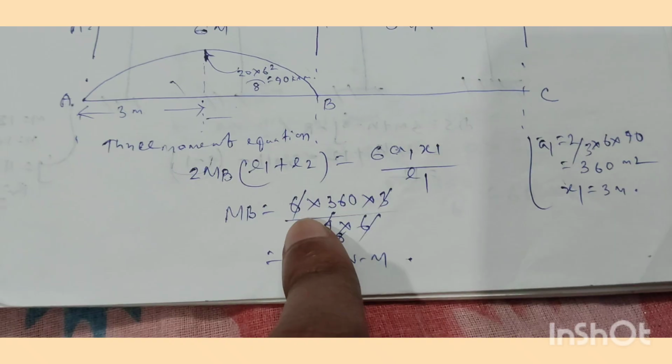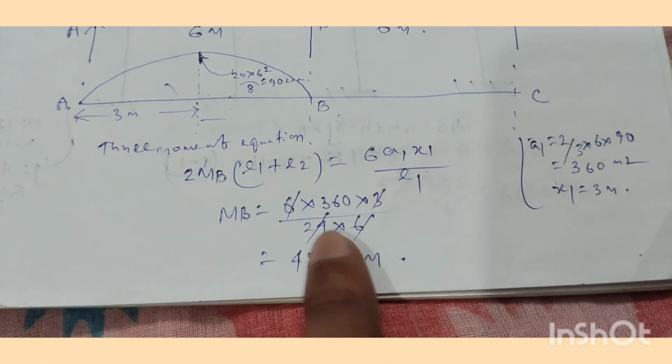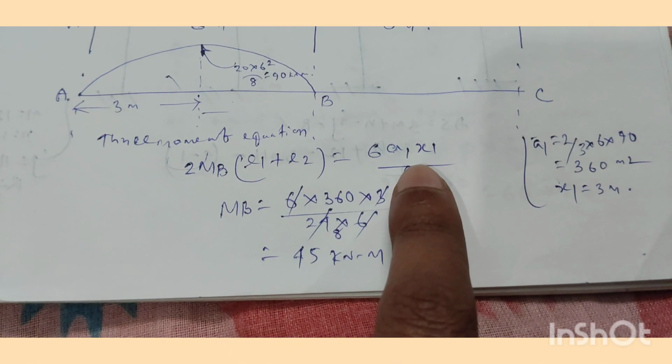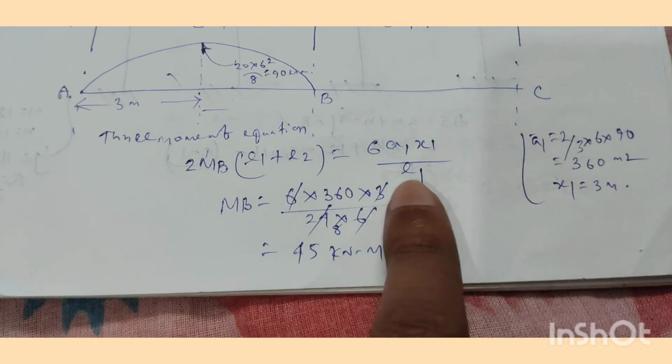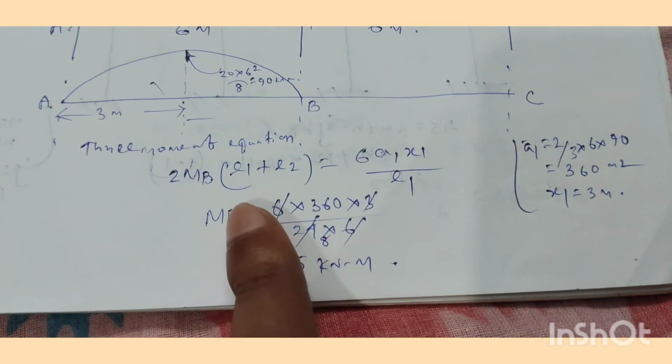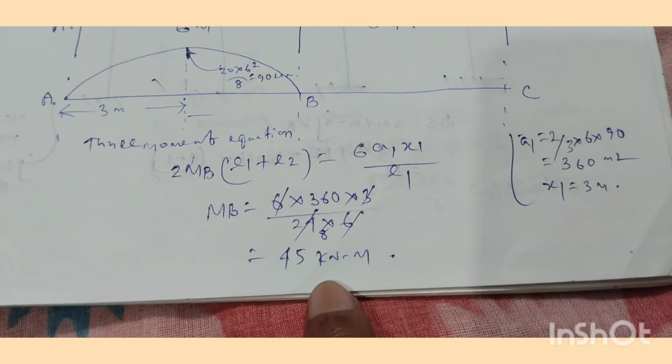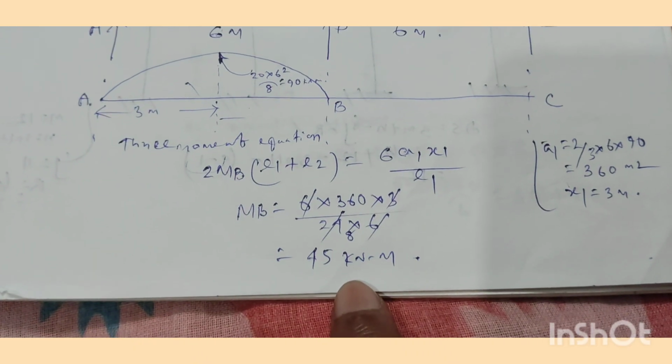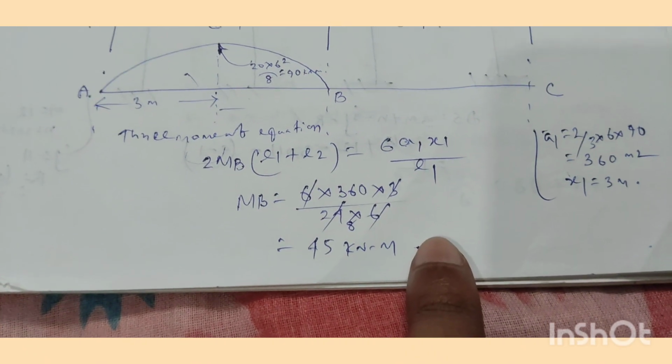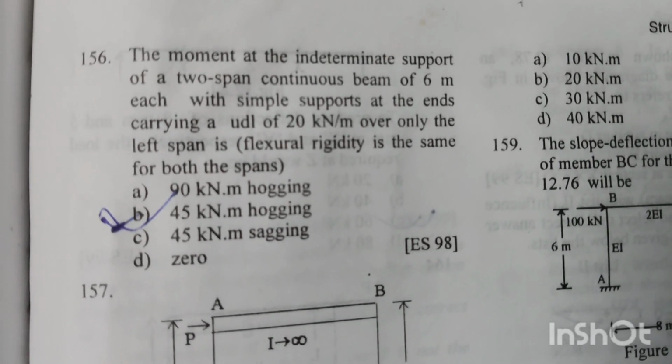Now L1 plus L2 is equal to 6 plus 6 equal to 12 meter. We have A1 equal to 360 meter square, x1 equal to 3 meter and L1 equal to 6 meter. Putting all the values, MB will be equal to 45 kN meter. That is the fixed end moment at the intermediate support B. Option B is the right answer.